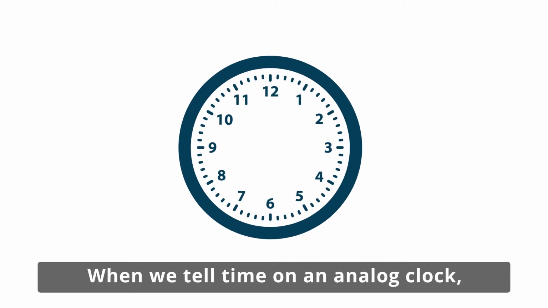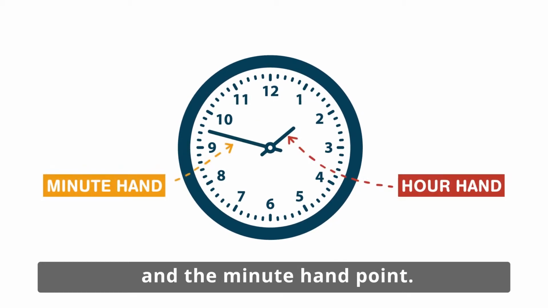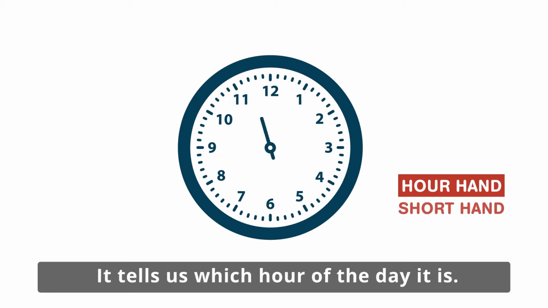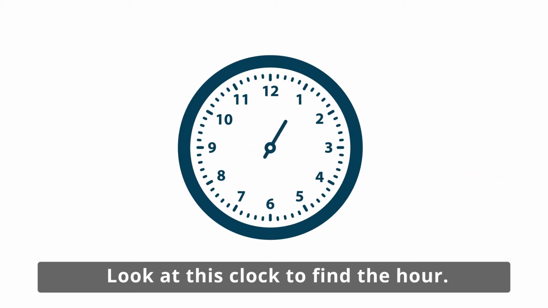When we tell time on an analog clock, we need to know where the hour hand and the minute hand point. The short hand is the hour hand. It tells us which hour of the day it is. Look at this clock to find the hour.